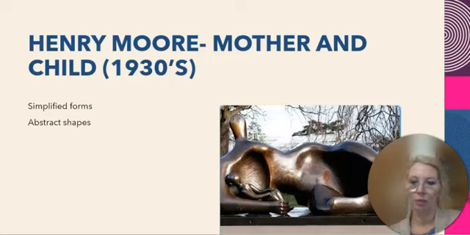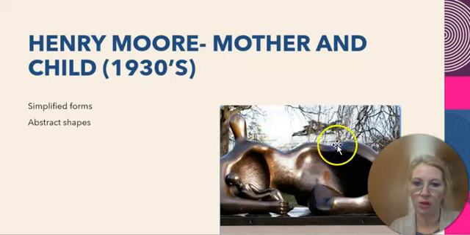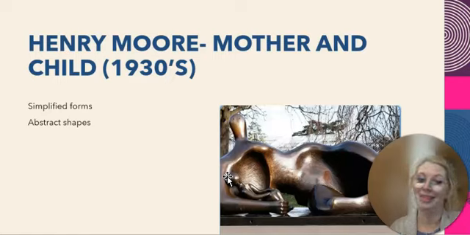Unlike traditional sculptures of mothers and children, this piece is simplified and abstract. The figures are rounded. They're flowing and almost surreal. Here's the mother, here's the child. But you can still feel the deep bond between them. Moore used these abstract forms to capture emotion and connection rather than realistic detail.